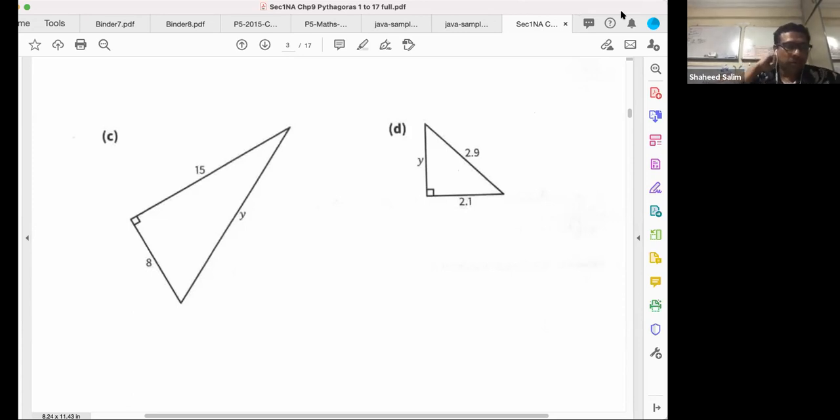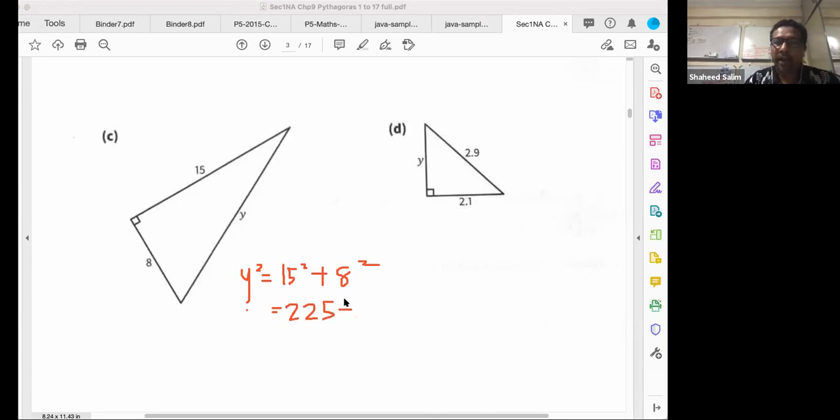Okay, I'm going through question three very quickly. Now, which one is the longest? It's y. y squared equals 15 squared plus 8 squared, right? Just double check. So you want to find what is y. This is y squared. Don't take 15 times 2. This is square. This is 15 times 15. This is 8 times 8.